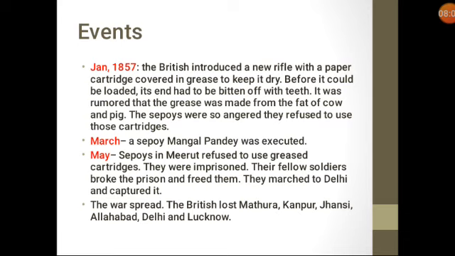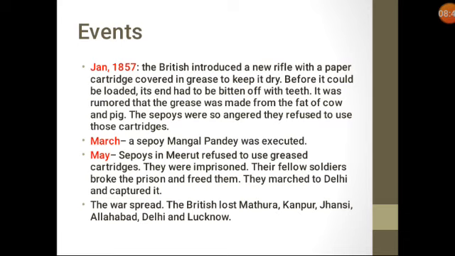In March, a sepoy, Mangal Pandey, was executed because he had defied the orders of his British army officers. In May, sepoys in Meerut garrison refused to touch the new cartridges. So they were court-martialed and put into prison, and then their fellow soldiers broke the prison and got them free, and they started marching towards Delhi. So it was actually the start of the War of Independence.